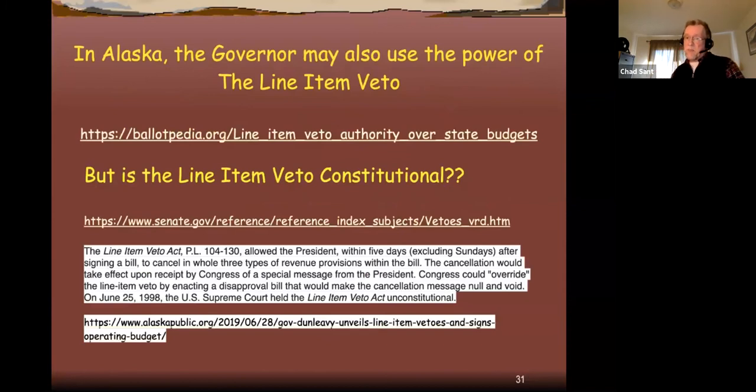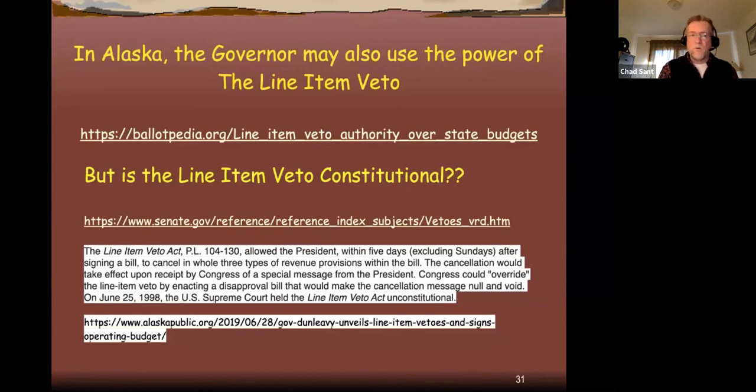In Alaska, the governor may also use the power of the line item veto. Very controversial. Usually the line item veto is used for budgetary considerations. Not all states have the line item veto, but I think we're up to, somebody will check me on it, I'm sure, but I think we're up to 42 states that now have the line item veto, and Alaska is one of them. Gives the governor the power to go ahead and literally take out expenditures if they wish.